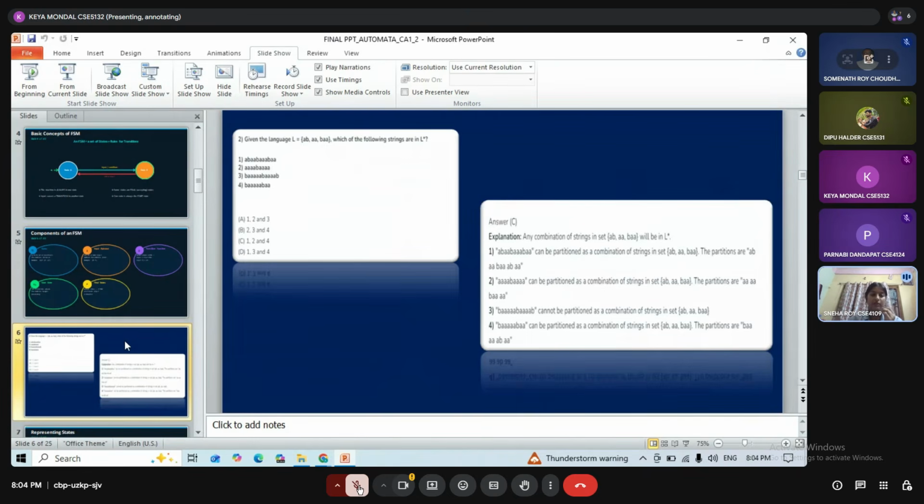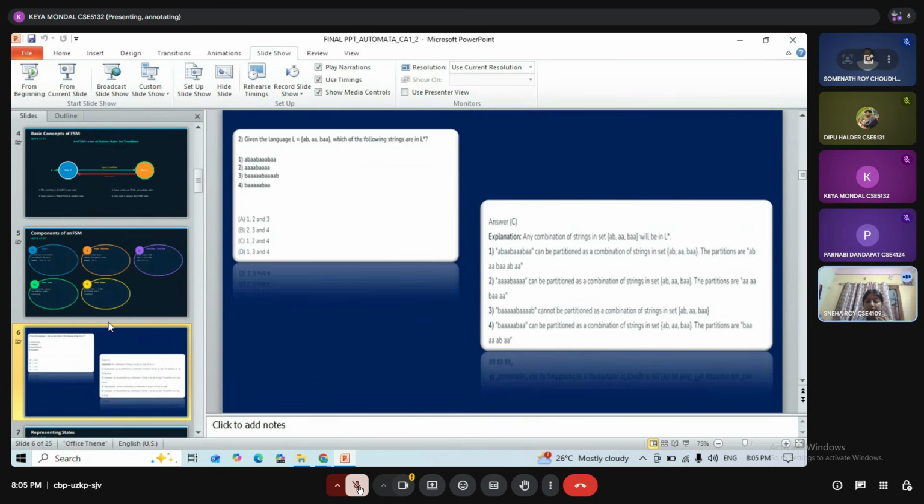So here is our GATE question. Given the language L equals {AB, AA, BAA}, which of the following strings are in L star? Options are given and it is a multiple correct option question. Now L star means the Kleene star, so you can concatenate 0 or more strings from L in any order and any number of times. So L star equals all strings formed by joining the given AB, AA, BAA.